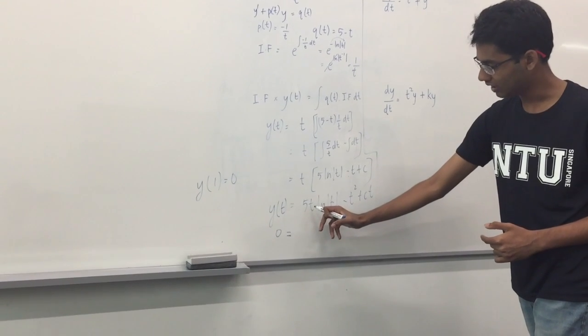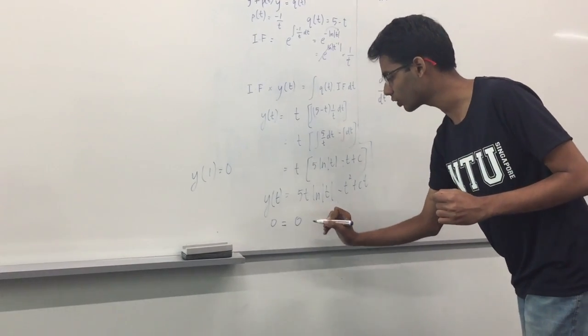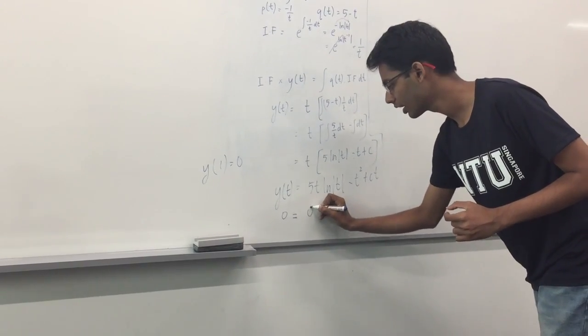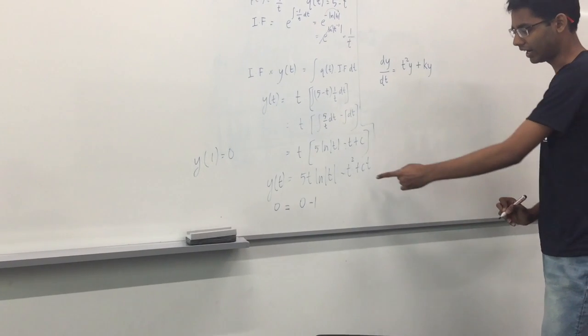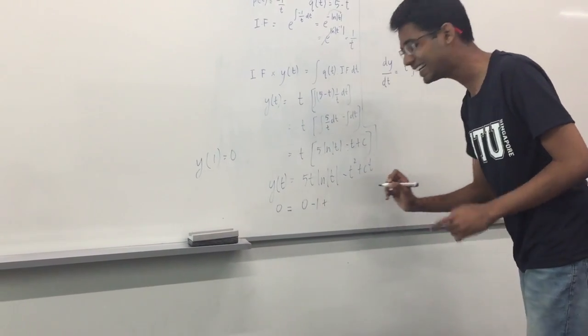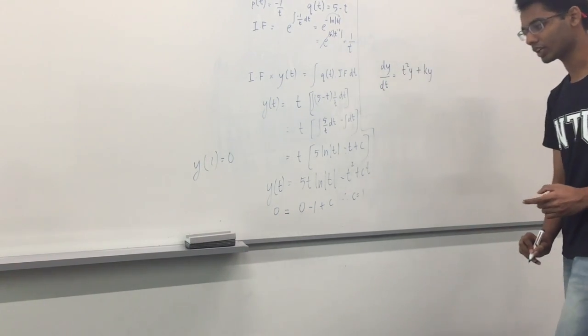So if you look at this, you're going to get 5 times 1 times ln 1, and ln 1 is 0. So this term is again going to be 0. And this one is going to just be minus 1. And over here, you're going to get plus c times 1 is c. So I would get, therefore, c is equal to 1.